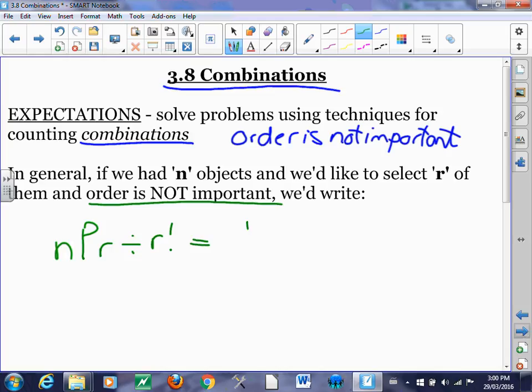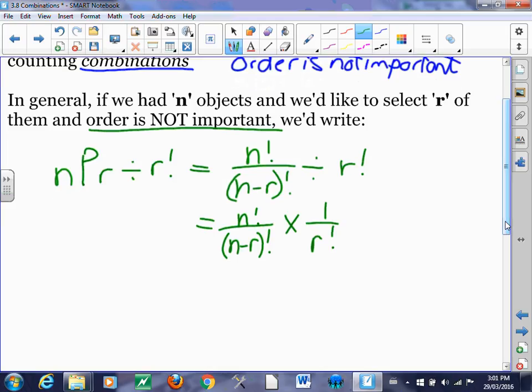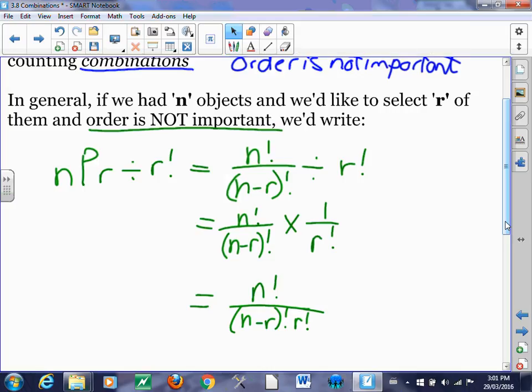So the first part becomes n factorial over n minus r factorial, but we still have to divide that whole thing by r factorial. Now I'm simplifying to get the new formula, so it's going to be n factorial over n minus r factorial, and then I'm going to change the divide by, invert and multiply, right? So it's going to be 1 over r factorial. And then my last step is to multiply it together, so it's going to be n factorial over n minus r factorial times r factorial. And that, in essence, is what we used on the first page just to try to figure things out.